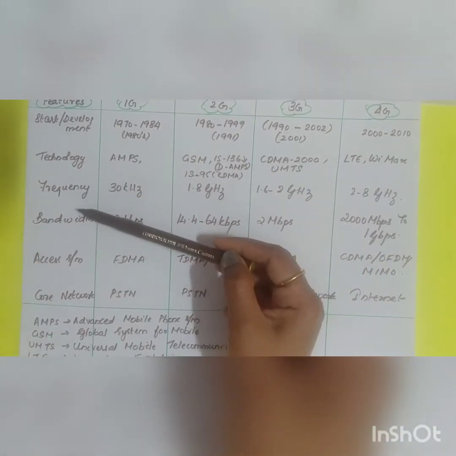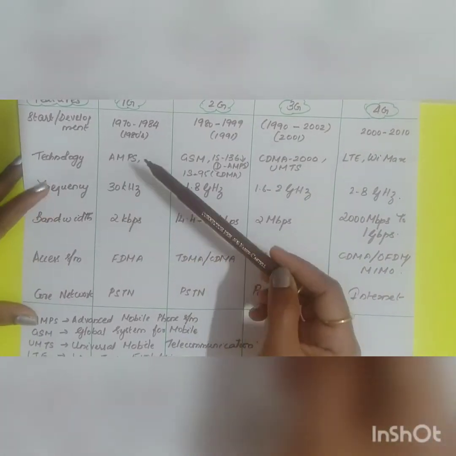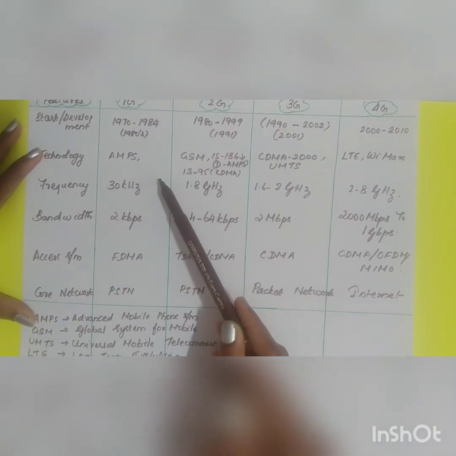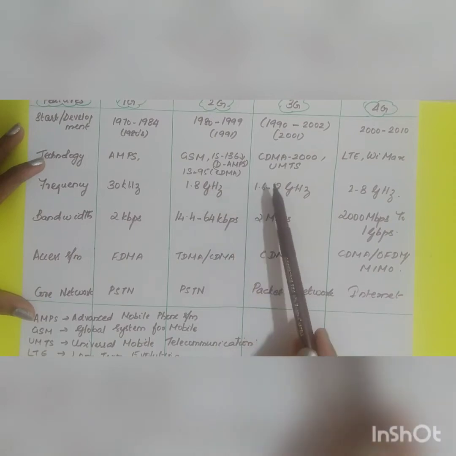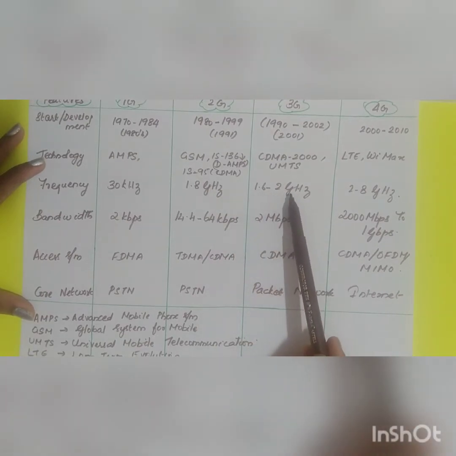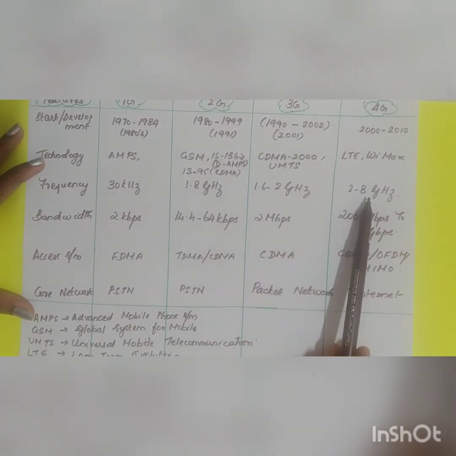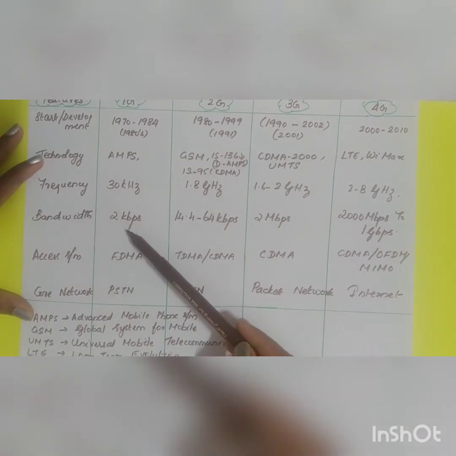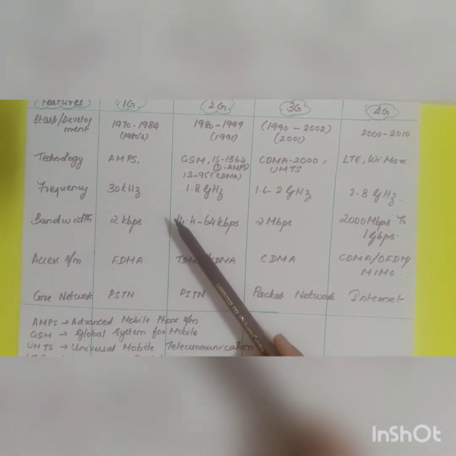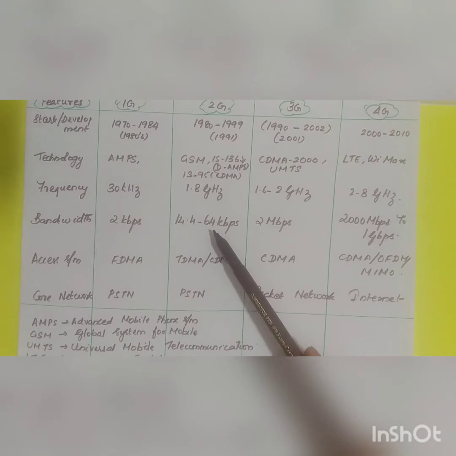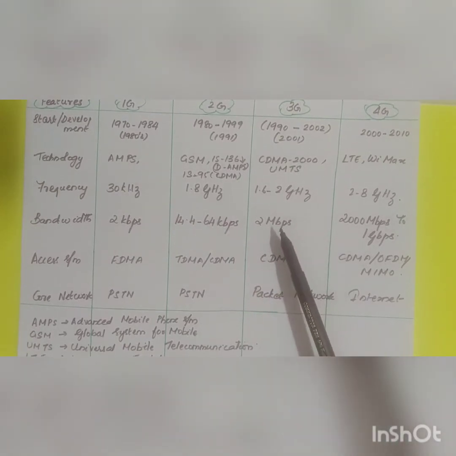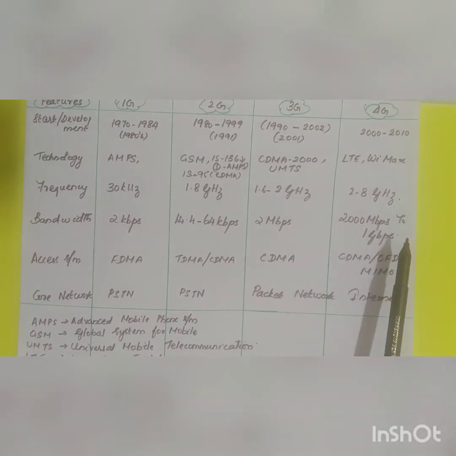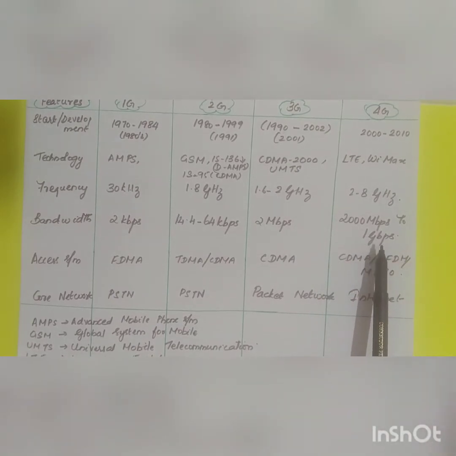The next feature is your frequency. Frequency is 30 kilohertz in the case of the first generation. For the second generation it is 1.8 gigahertz, third generation 1.6 to 2 gigahertz, and fourth generation 2 to 8 gigahertz. Bandwidth is 2 kbps for the first generation, 14.4 to 64 kbps in the second generation, 2 mbps in the third generation, and obviously for the fourth generation it is up to 1 gigabit per second.